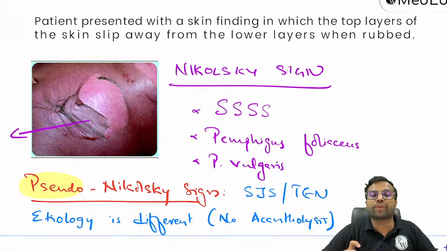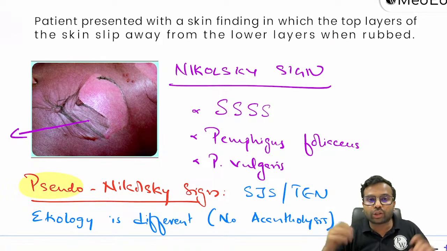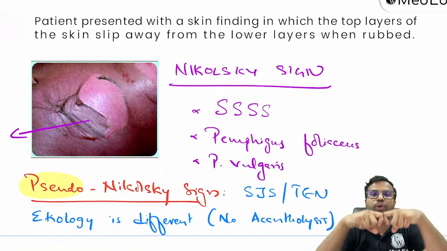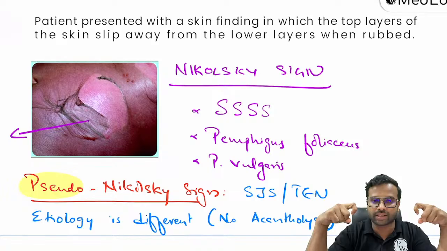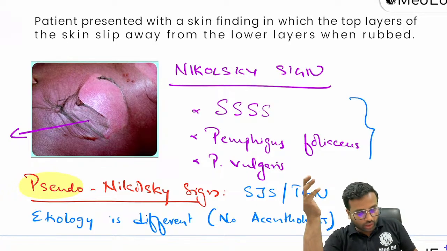See, acantho means keratinocyte. Lysis means separation. So what do we mean by acantholysis? If these are keratinocytes, they are always glued to each other. They are attached to each other. So whenever keratinocytes get detached from each other, this is called acantholysis. So where do you find acantholysis? You find acantholysis in all these diseases.